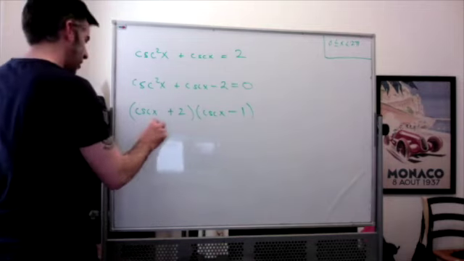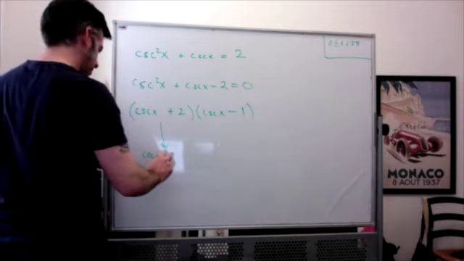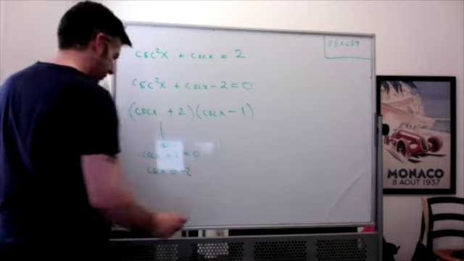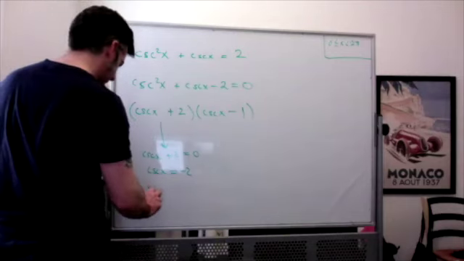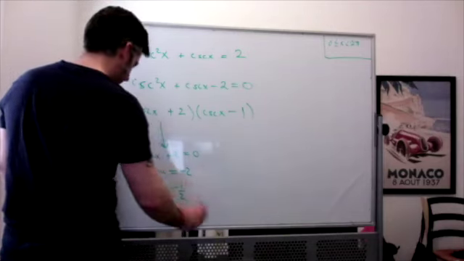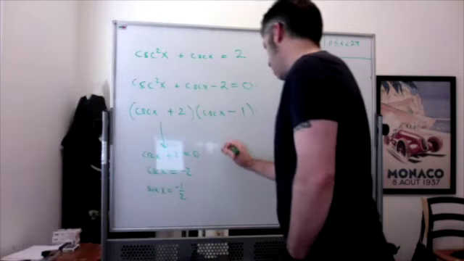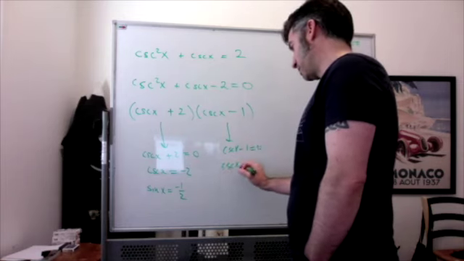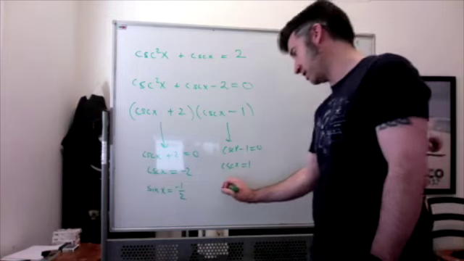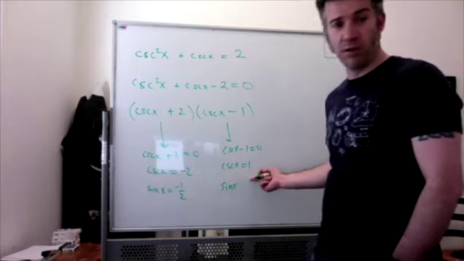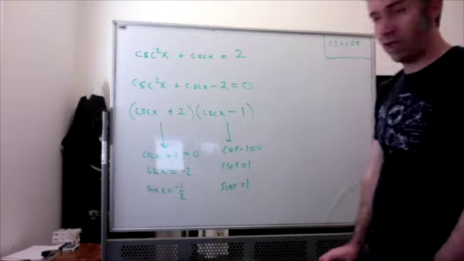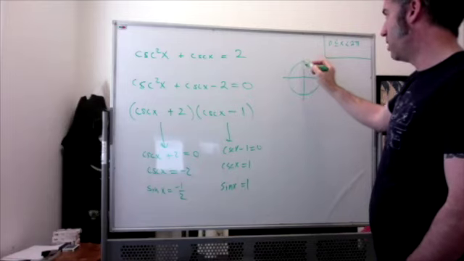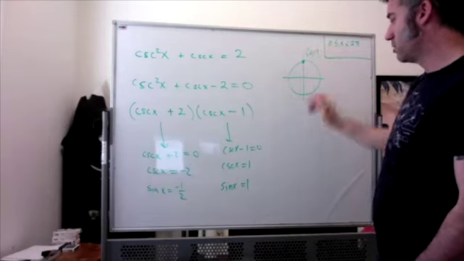So I'm looking here for cosecant of x plus 2 equal to 0, so cosecant of x equal to negative 2. Or I would prefer to think of this as sine of x equal to negative 1/2. Similarly here, I've got cosecant of x minus 1 equal to 0, cosecant of x equal to 1, and then take the reciprocal of both sides and say, oh, sine of x equal to the reciprocal of 1, which is 1. Okay, so now I want to find the angles that solve this. Sine of x equal to 1, that's just going to be the angle up here. So pi over 2.